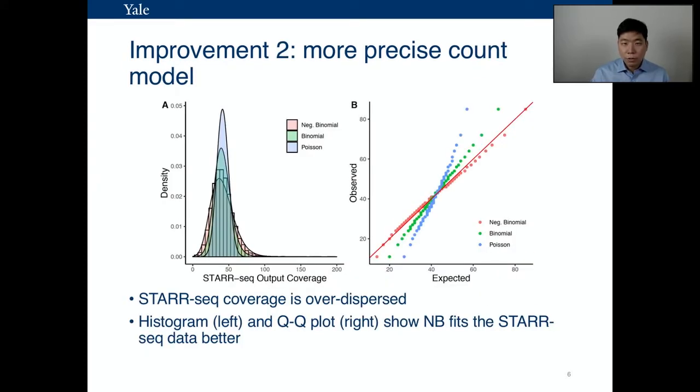Next, we built a more precise background model for accounting for overdispersion in the STARR-seq coverage. In comparison to Poisson and binomial distributions, we found that the negative binomial distribution offers more precise fitting when we simulated these coverages.